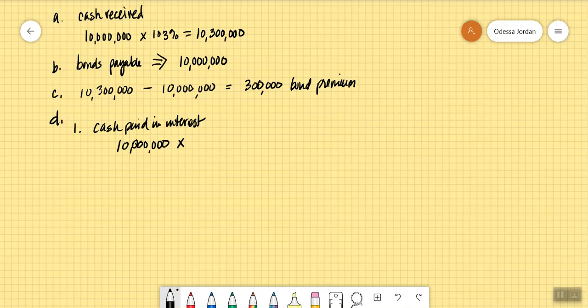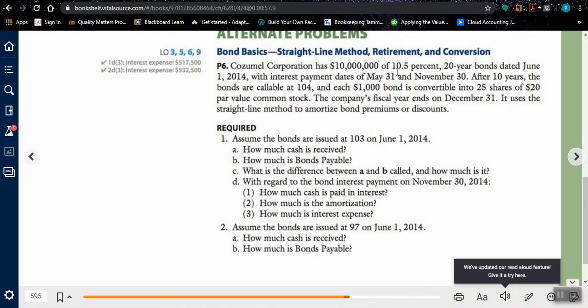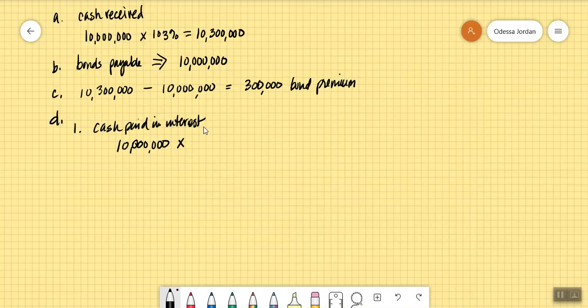I think I have a typo in my calculations here. Let me get my calculator and let me check this really quick. All right, so we multiply that by the 10.5% that was listed up here for the stated interest rate of the bond.